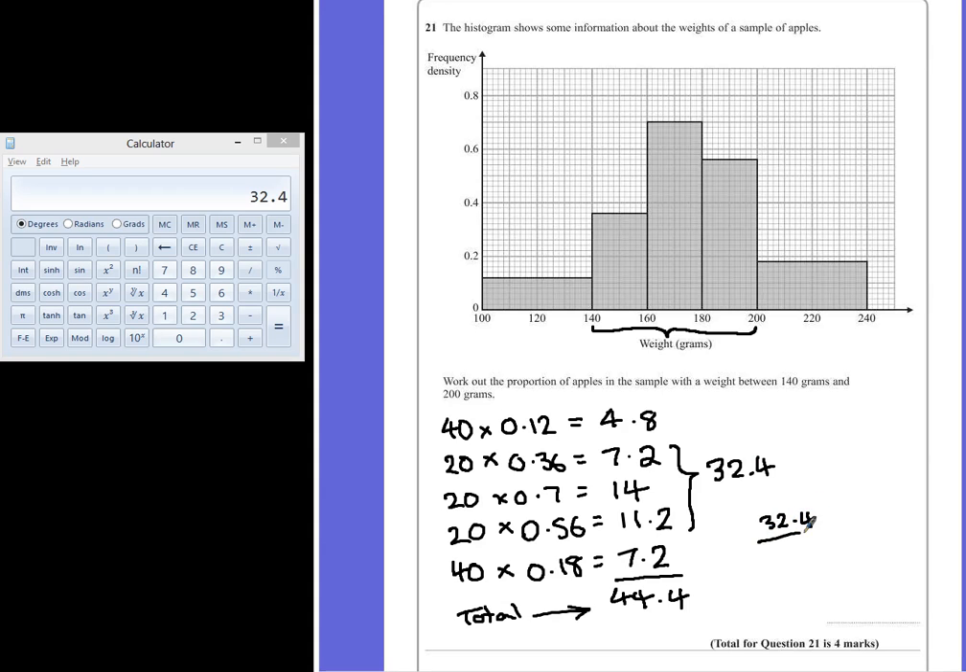So to find out the proportion of apples that are between these weights, we have 32.4 out of the total 44.4. This is a proportion. At the moment it's written as a fraction, but it's easier if we give this as a decimal. So 32.4 divided by 44.4 gives us an answer of 0.729729 recurring, which can be written as 0.73 to 2 decimal places. And that would be your proportion of apples between 140 grams and 200 grams out of all of them.